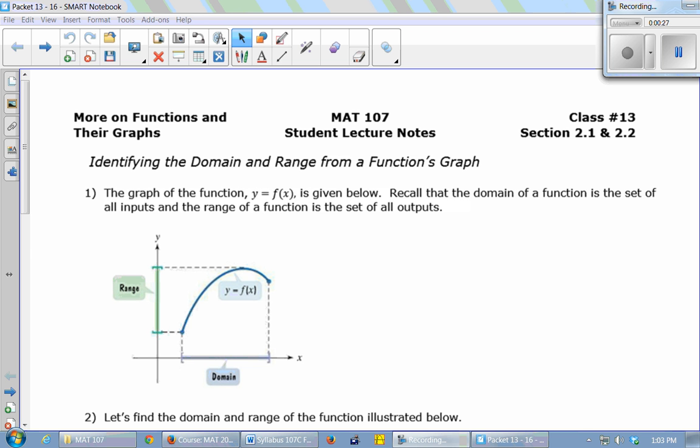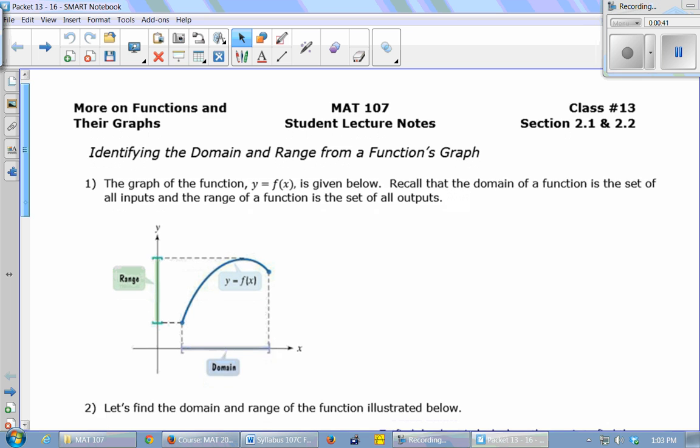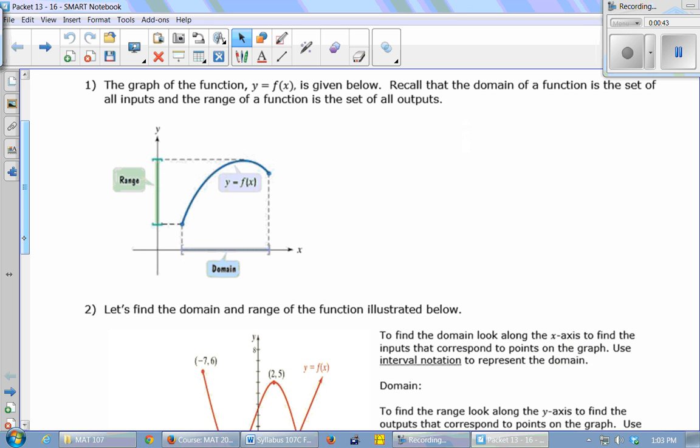And we started to talk about domain and range of a relation or a function last class. But today we're going to talk about trying to find domain and range just by looking at a graph rather than looking at a list of points. Okay. So here's a graph of y equals f of x.